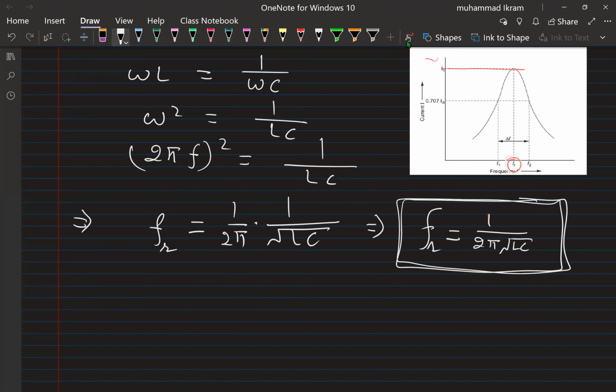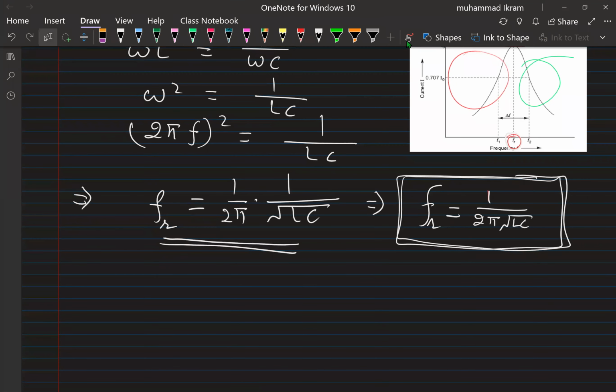Okay, 1 over c into L under the root. Clear? So we have this, known as the resonating frequency. Okay, and here you see that the circuit has, at one end of the resonating frequency, an inductive effect, and at the other end it has the capacitive effect, for this FR.